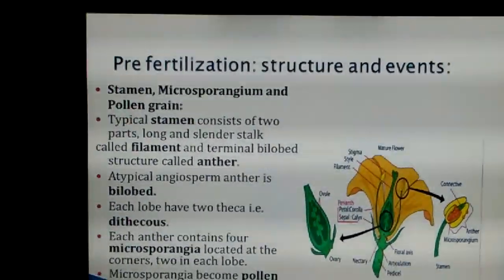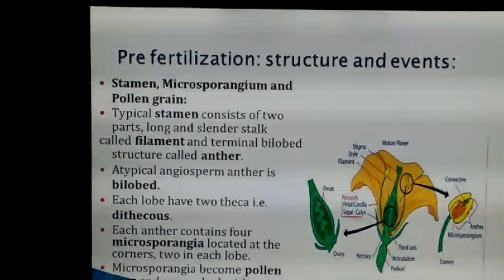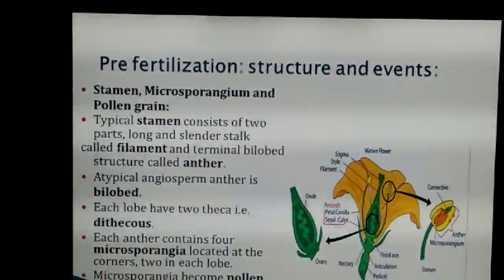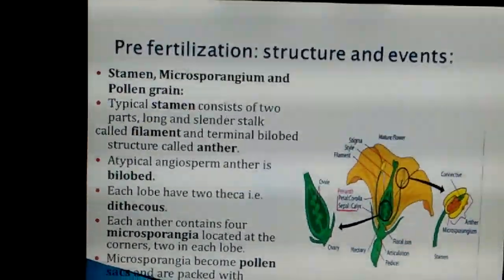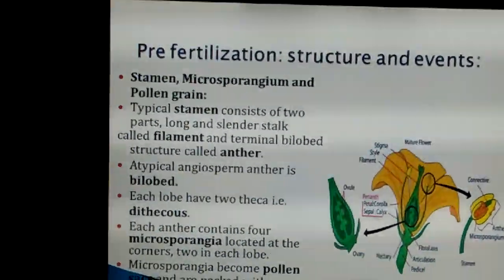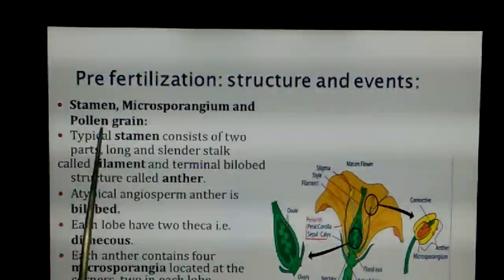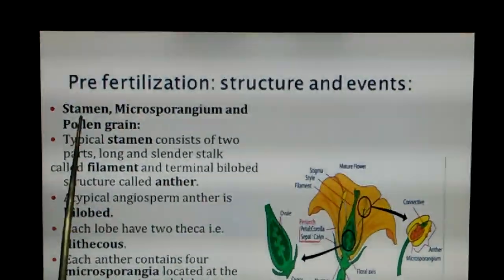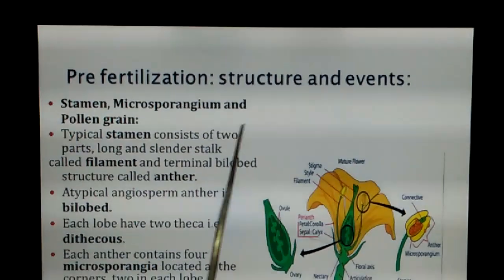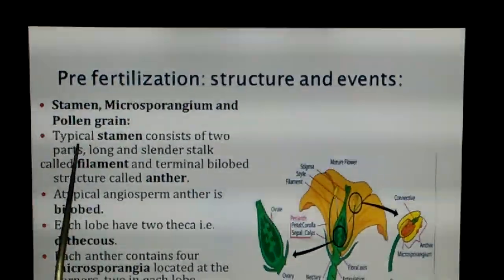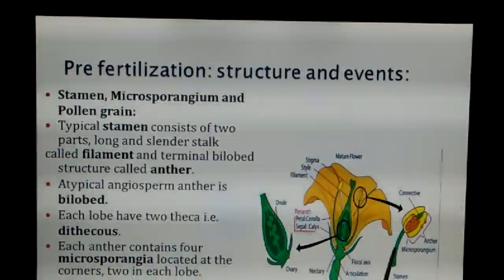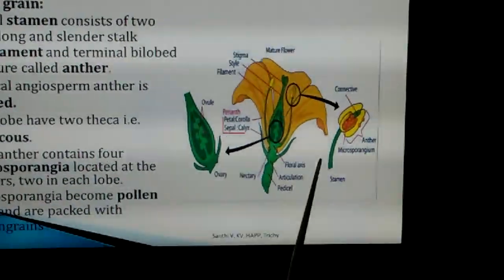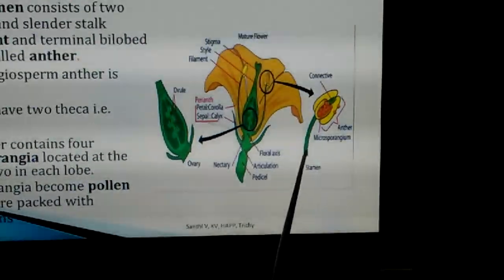Now let us see the different events occurring during pre-fertilization. Pre-fertilization means preparing for fertilization. That is the development of the pollen grain. We are going to see the first step. That is the stamen, mainly the structure of the stamen, microsporangium and pollen grain. How does the pollen grain develop? Let us see.